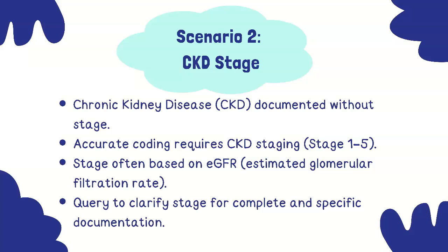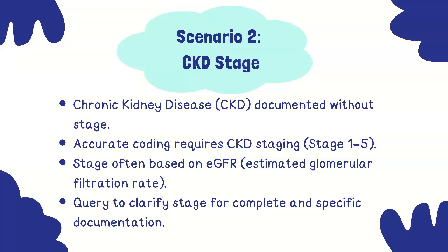All right, next scenario. So, provider documents chronic kidney disease but does not specify the stage. And coding guidelines, as you guys know, require us to assign the code for the stage 3, 4, 5, 1, 2, whatever. The stage reflects the severity of kidney dysfunction and has other significant implications for treatment, prognosis, and quality reporting.